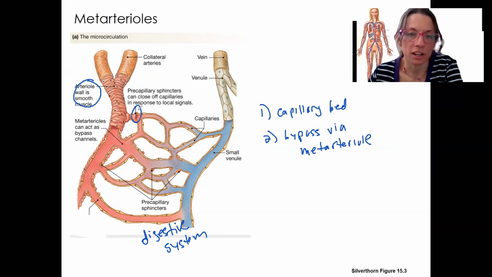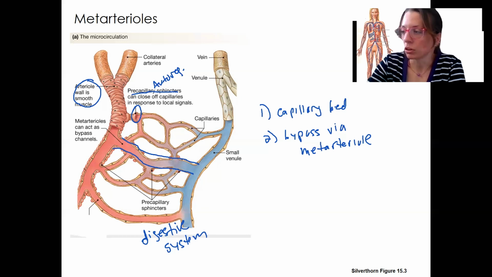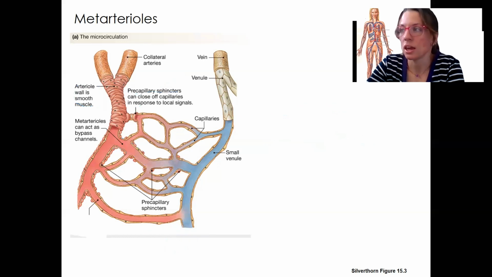So these sphincters can close. They're called precapillary sphincters, and they close so that blood can't enter the capillary bed. This is a local regulation, so it's auto-regulation. We'll look back at this when we get to regulation. If you have these closed, the blood then passes through here and goes to the venule without passing through the capillary bed. So this is important for local regulation of blood flow through tissues.